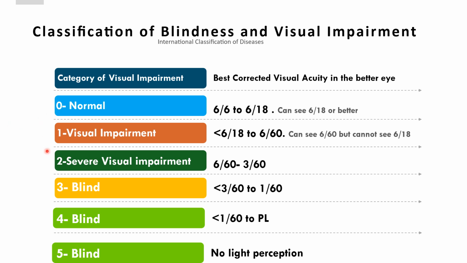Now, coming to the classification of blindness and visual impairment, there are two classifications. One has categories from 0 to 5, normal being 6/6 to 6/18. Below 6/18 to 3/60 it is called visual impairment. Below 3/60 it is called blind. So between 6/18 to 3/60 it is classified as visual impairment or severe visual impairment, and anything below 3/60 is called blind. It is classified as blind: 3/60 to 1/60 as the third category, and then the fourth, 1/60 to PL.